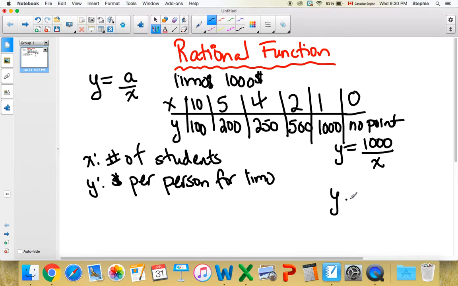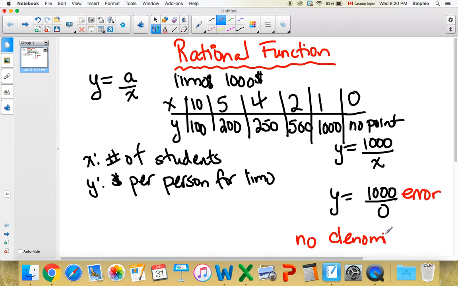Now, if you remember this, 1,000 divided by 0 gives you that very famous error. Nothing could ever have a denominator of 0. So remembering that the bottom number here represents your restriction, x could never be 0. Now let's look at what that looks like if I make a really quick sketch.